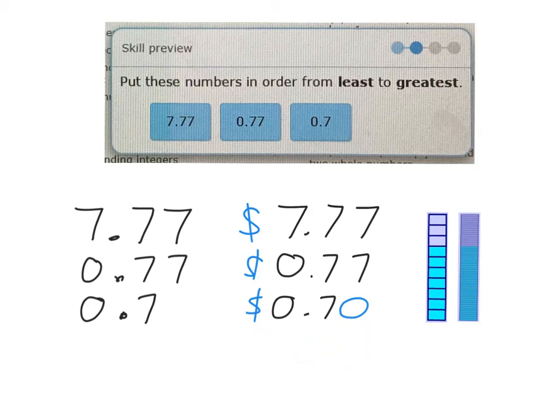But now that we have those three written as prices, something we're more familiar with, I think it's obvious to see that the smallest one is 70 cents, 0.7, or 0 and 70 hundredths, or 0 and 7 tenths, however you want to say it, followed by 77 cents, or 0 and 77 hundredths, followed by the biggest one being $7.77, or 7 whole and 77 hundredths.